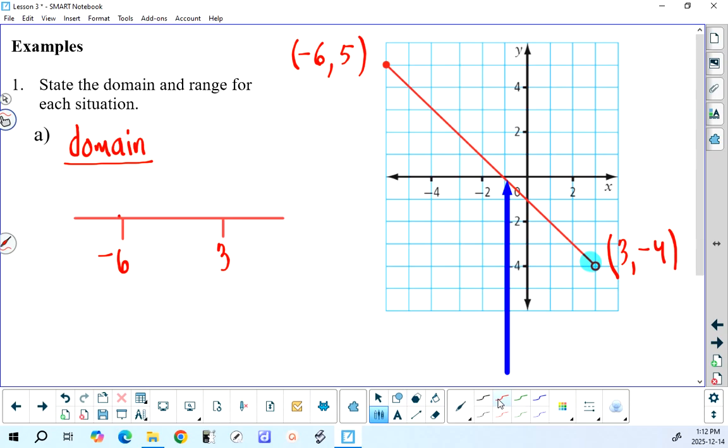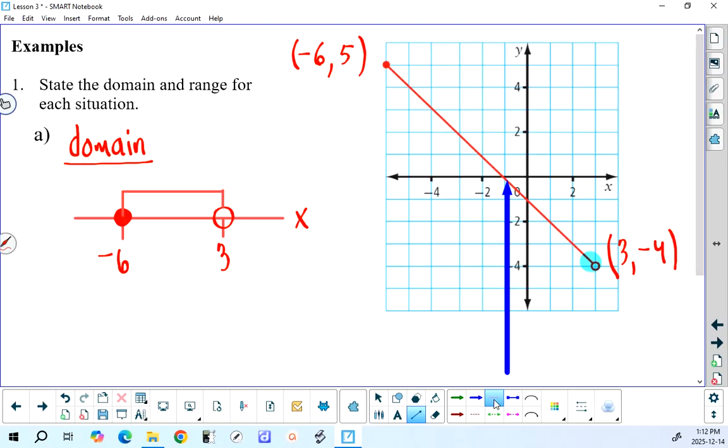The answer is we do this. We put a solid dot here at -6 on the number line. We put an empty dot at +3. We should label this as being x, and we draw that. And what we're saying is x is allowed to be any value between -6 and +3, but equal to -6 and not equal to +3.